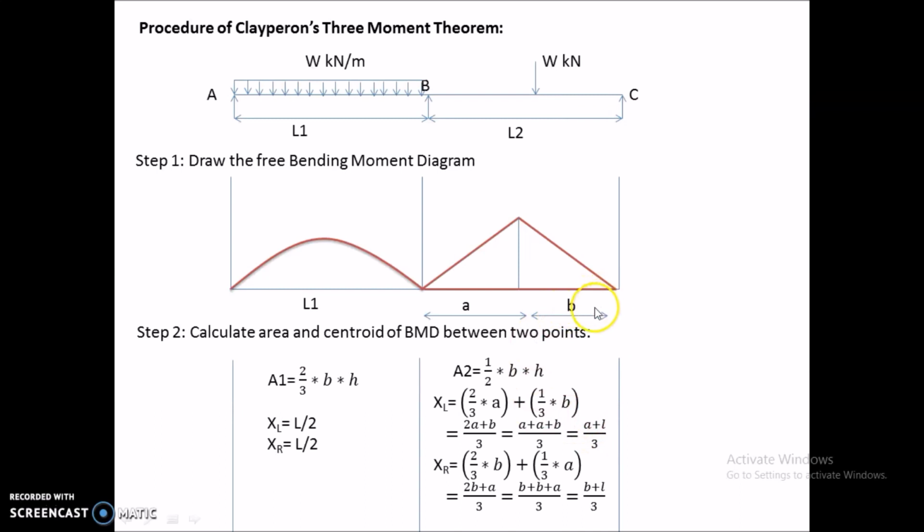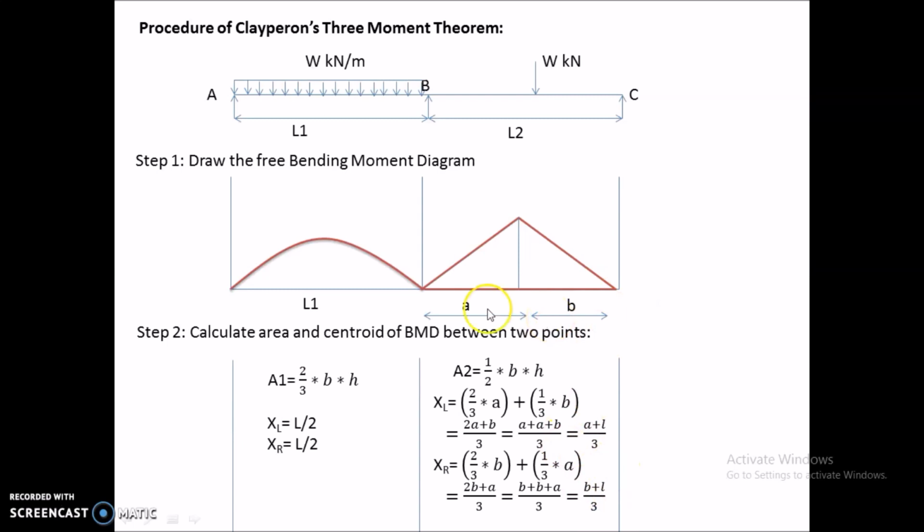And similarly for XR, it will be 2/3 of B plus, for this triangle, 1/3 of A. So by adding this, I will get (2B plus A) by 3. So again I am writing 2B as B plus B, plus A by 3. Again A plus B is equal to L. So XR will be B plus L by 3. For XL it is A plus L by 3, and for XR it is B plus L by 3.